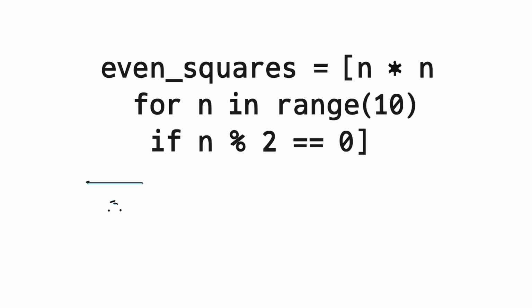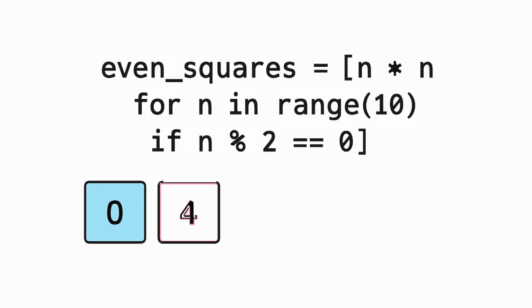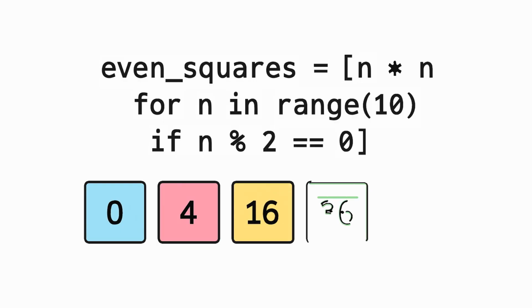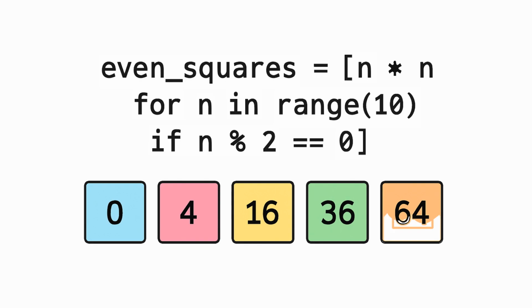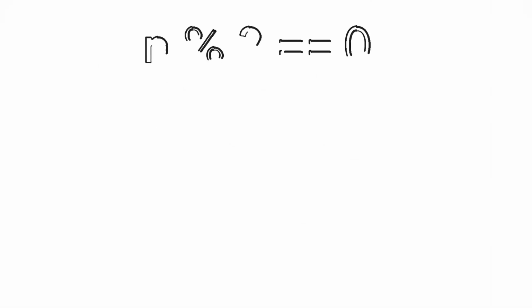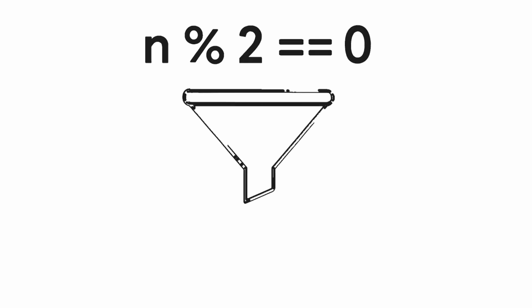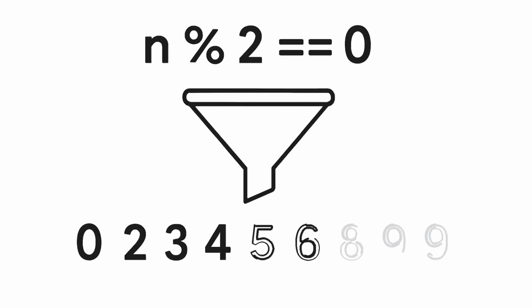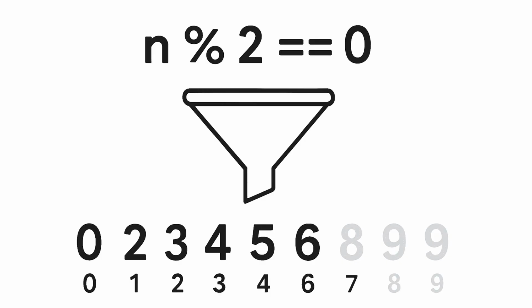We can add a filter too. Let's say we only want even squares. even_squares = [n * n for n in range(10) if n % 2 == 0]. Now we still loop over the numbers, but we only keep the ones where n % 2 == 0. So the pattern is: expression, for item in collection, if condition. Expression, loop, optional filter, all in one place.